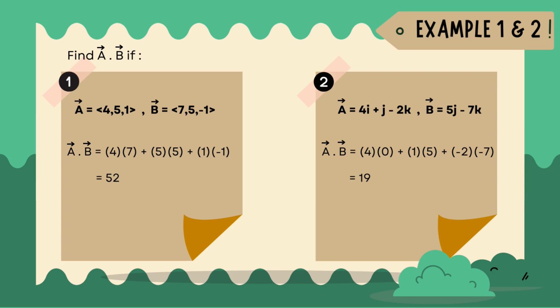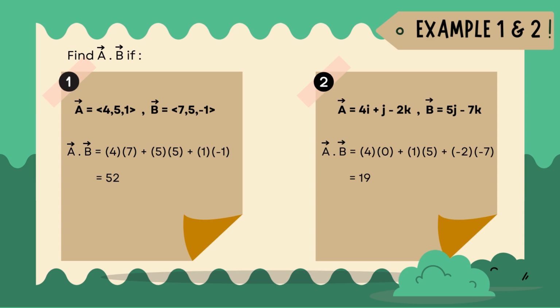Example 1, find vector A multiply vector B if vector A equal to 4, 5, 1, vector B equal to 7, 5, negative 1. Vector A multiply vector B equal to 4 multiply 7 plus 5 multiply 5 and 1 multiply negative 1. The answer is 52.